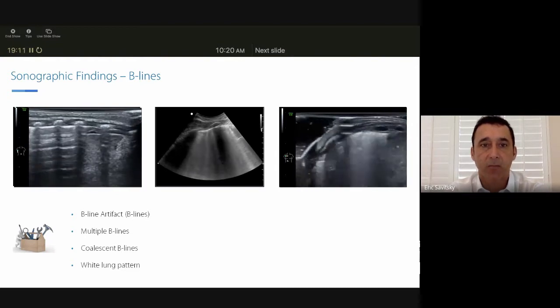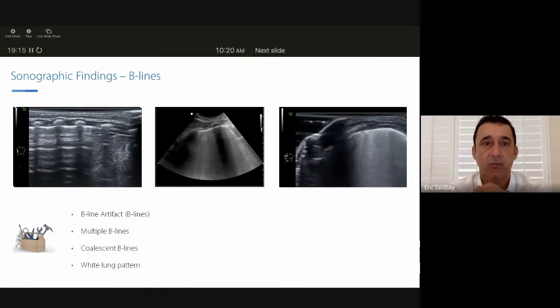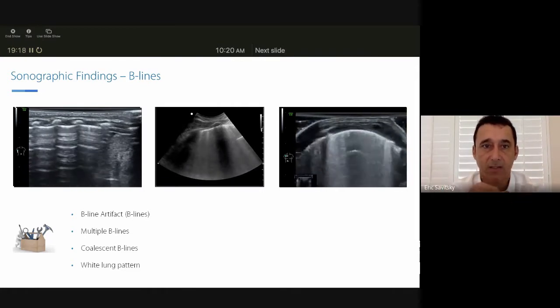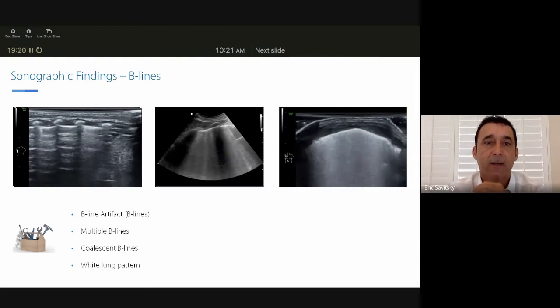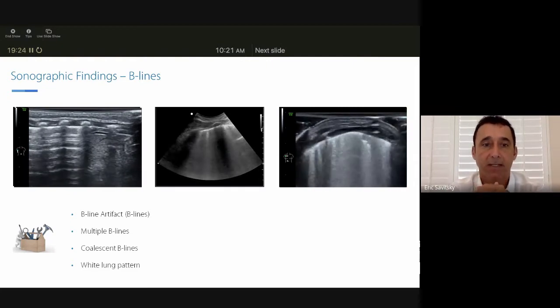Here you have multiple B-lines. Now you're having multiple laser-like projections between 2 ribs in short axis, and this is pathologic. And we'll talk a little bit about the differential shortly, but this is what multiple B-lines look like.